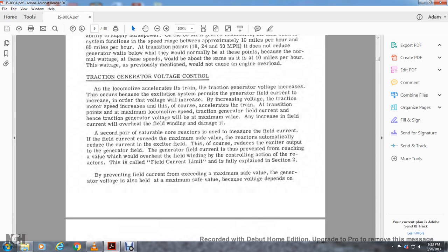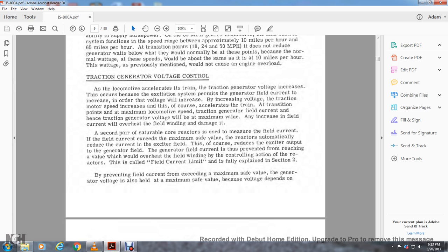Traction generator voltage and current. As the locomotive accelerates the train, the traction generator voltage increases along the curve, because the excitation system permits the generator field current to increase so that voltage will increase with the increasing traction motor speed. The increase of this voltage will cause the locomotive to accelerate the train up to the transition point at maximum locomotive speed. The traction generator field current, and hence the traction generator voltage, will be at maximum value. Further increase of the field current will overheat the field winding and damage it.